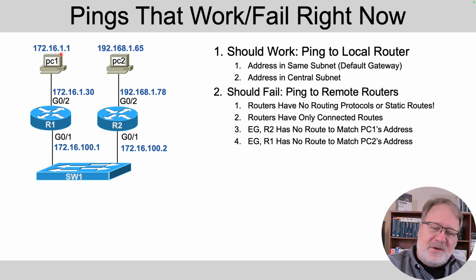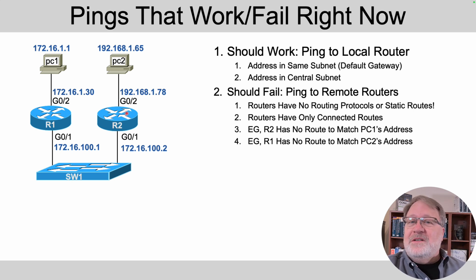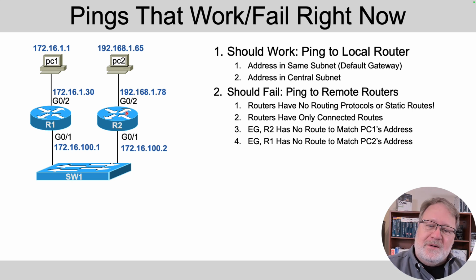However, if PC1 tried to ping either of R2's addresses, that'll fail. Why? Well, we haven't turned on any routing protocol yet, so R1 and R2 are not dynamically exchanging routes. And you can turn this around on the flip side. PC2 can ping its default router address. It can ping the other IP address on router R2 and get a successful reply. But when PC2 pings either of R1's addresses, it won't get a reply. All right, so that's the state we're in.